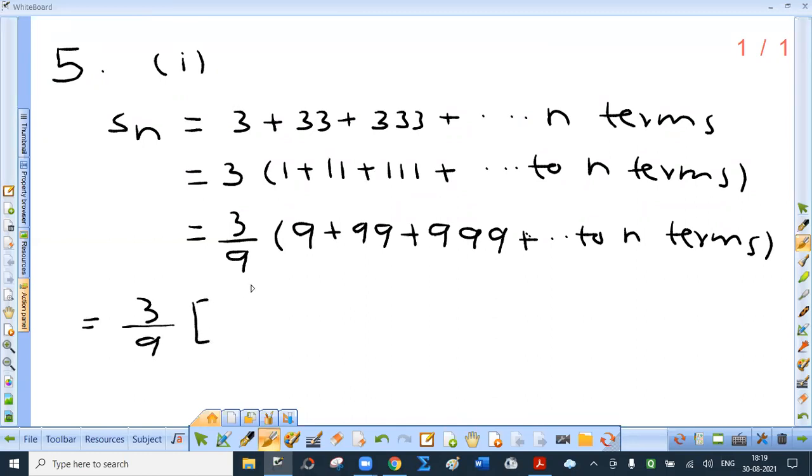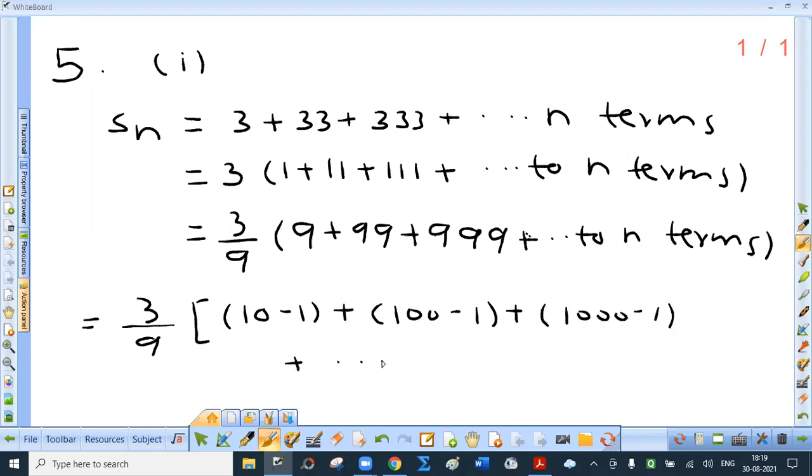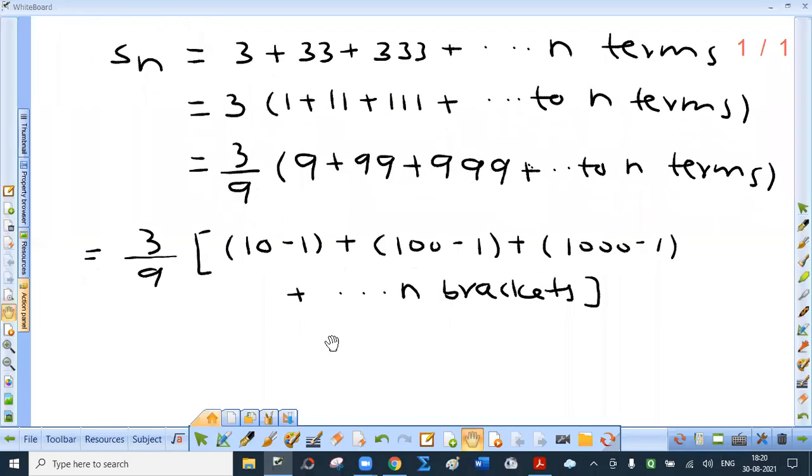Now, the most important step: I write this number 9 as 10 minus 1. What about 99? 100 minus 1. What about 999? 1000 minus 1, up to n brackets. Instead of terms, I will say brackets. Next step, this is nothing but 3/9. Now I will divide this into two sets.